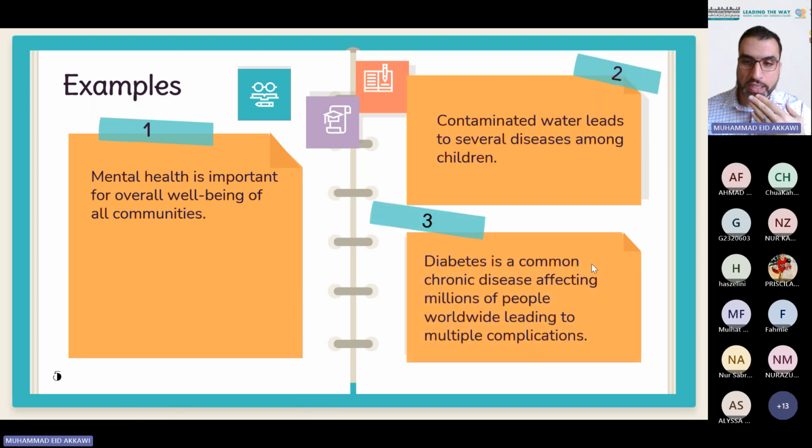I provided here three fictional examples, I mean, not taken from any research. Number one: mental health is important for the overall well-being of all communities. Here we have a specific area of research, which is mental health, and I claim in this problem statement that mental health is important for the well-being of all communities. We all agree on that. So, is it a clear problem statement? What do you think?